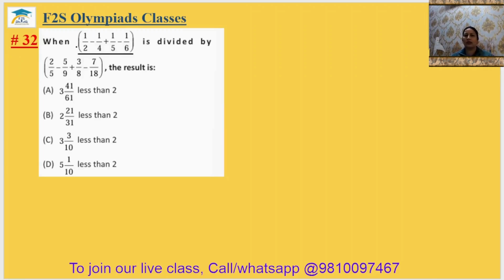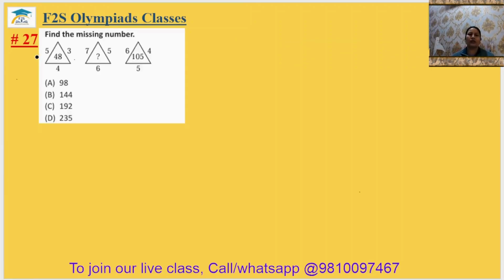So to add and subtract it, first we need to take out the LCM of the denominators. So the LCM of 2, 4, 5 and 6, you will get it as 60. 60 is the LCM.